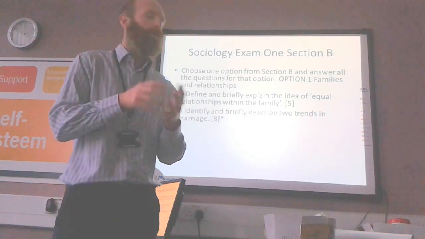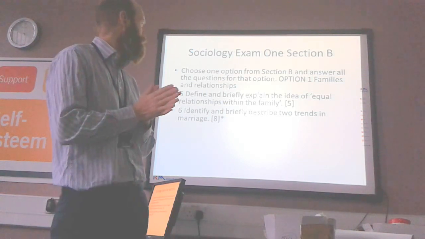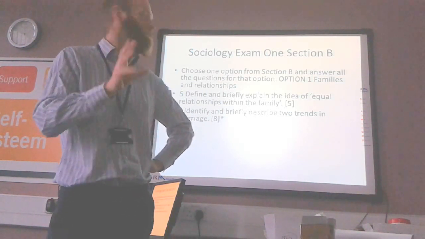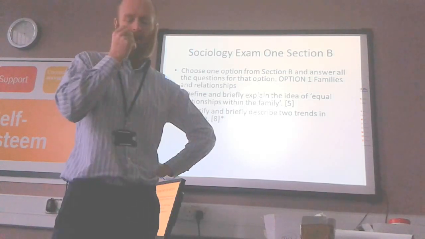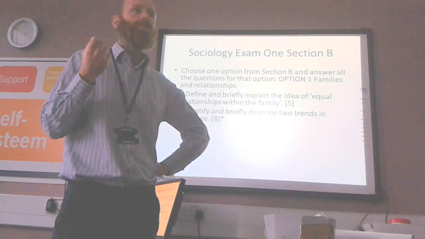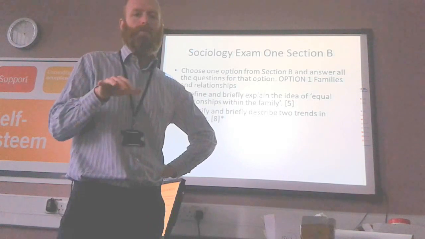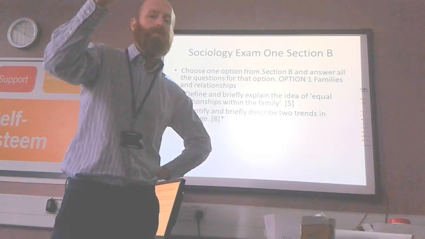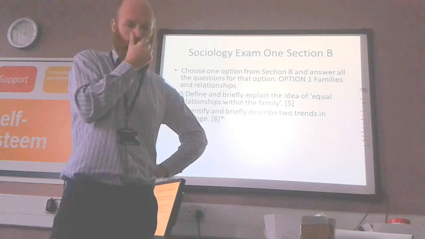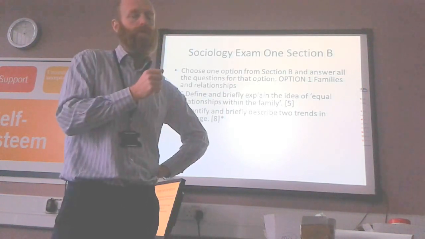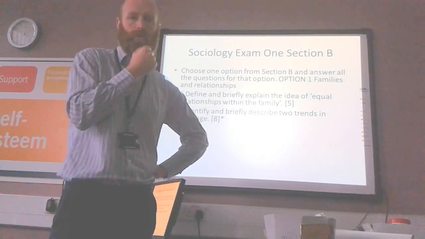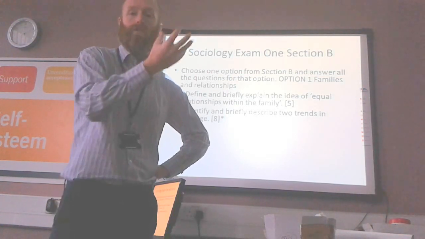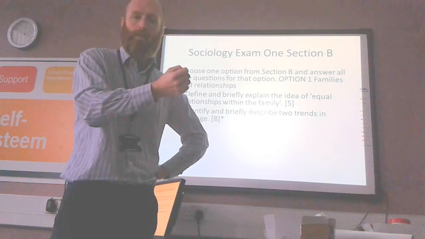Second question, 10 minutes: identify and briefly describe 2 trends in marriage. So 2 things are going to be in this second question. Essentially, we want to spend about 5 minutes on each of those things, whether it's a pattern, a trend, a feature of the family. So there could be different things: a pattern of divorce, trends in marriage or fertility. There could be the features or characteristics of a family type.